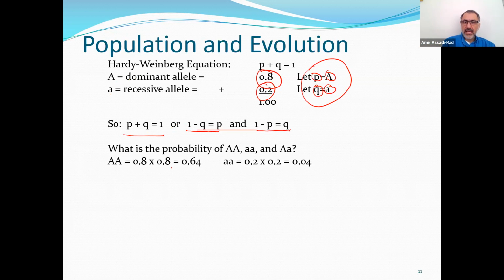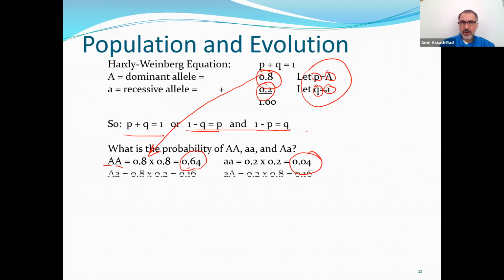So what is the probability of capital A capital A, small a small a, and capital A small a? Right here, capital A, I gave it that number, right? You remember that? 0.8, there are 2 A's, times, 0.64. And then small a small a is 0.04, okay? And what is capital A small a, right? It is 0.16, and small a capital A is 0.16. You add up all of these four numbers together and it is equal to 1. If you don't believe me, you add it up, and you will see it.